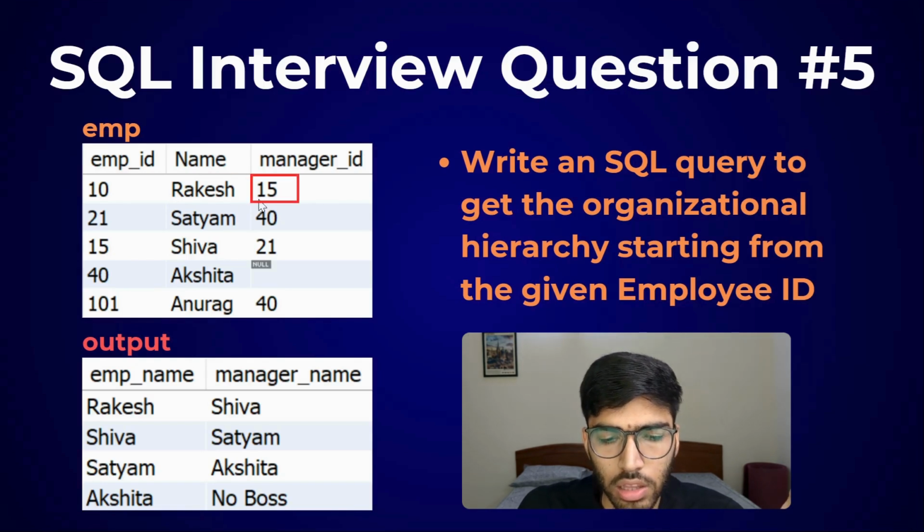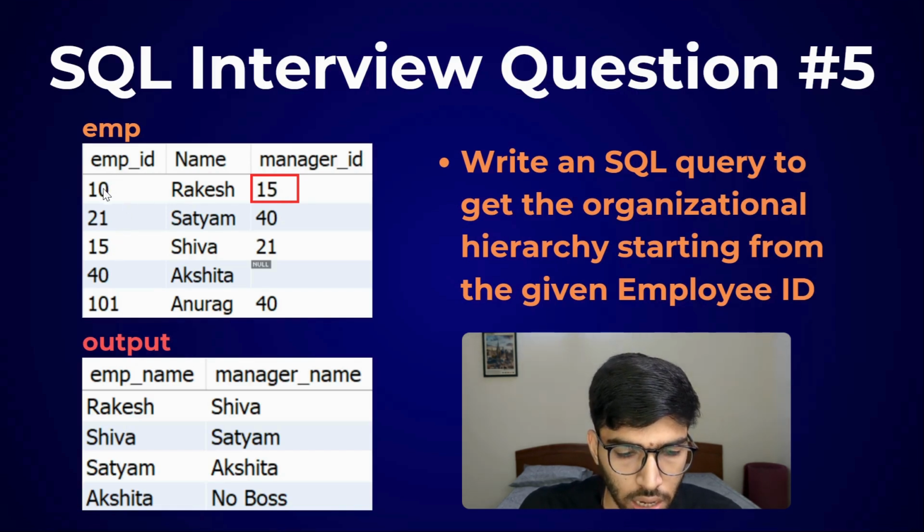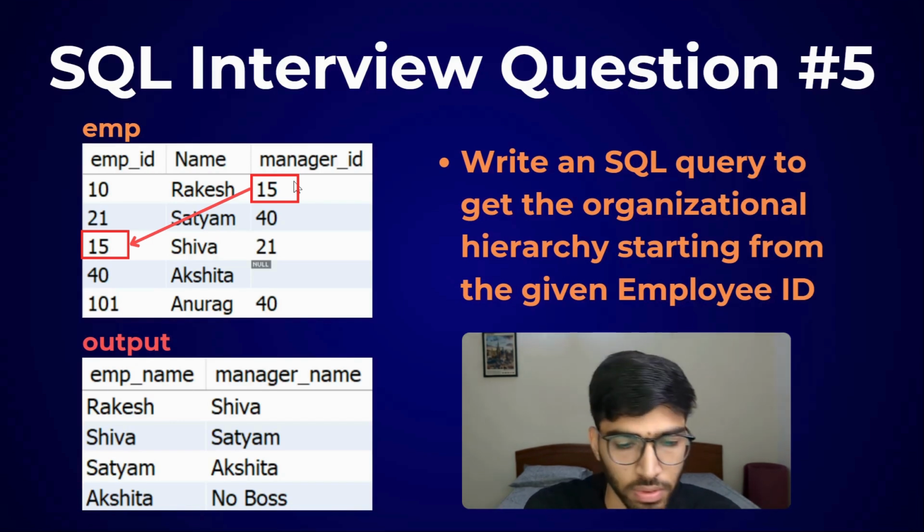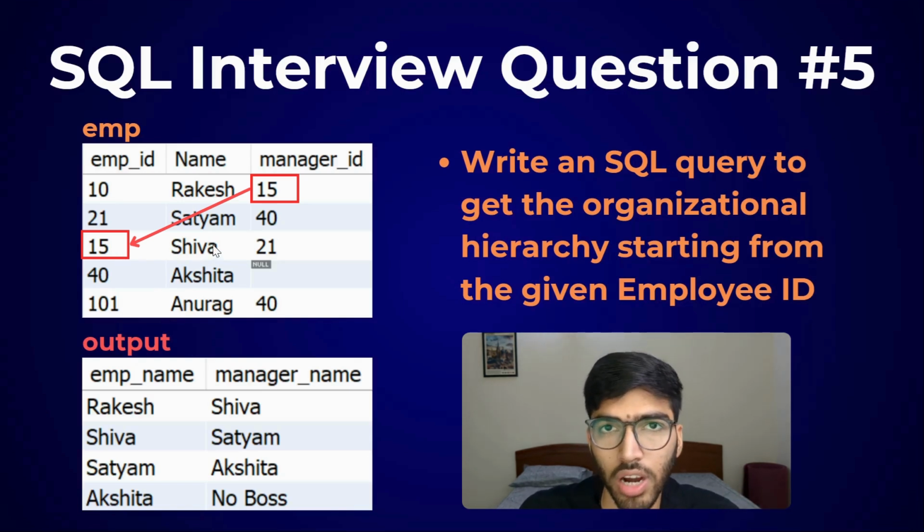Now I know this 15 is the employee ID of the manager of Rakesh. So I'll search for this number in the same table. I'll go to the first row, second row, okay, third row. This value matches the manager ID that I'm looking for. So I'm matching manager ID with the employee ID in the same table itself. Then I'm just finding the name against that employee ID, and Shiva will be the manager of Rakesh.